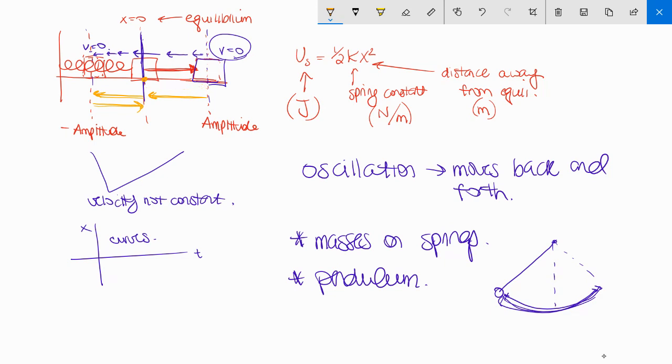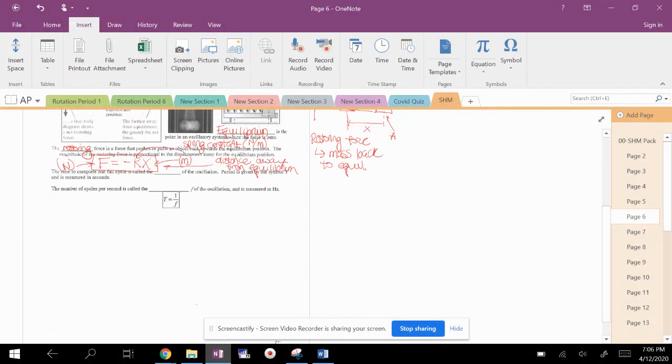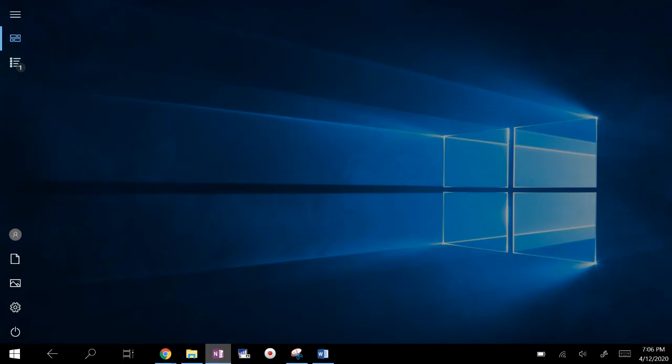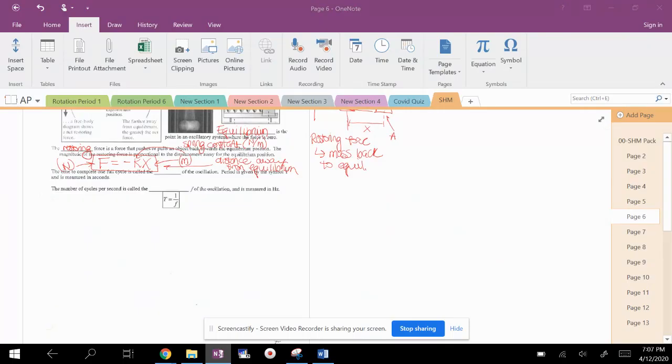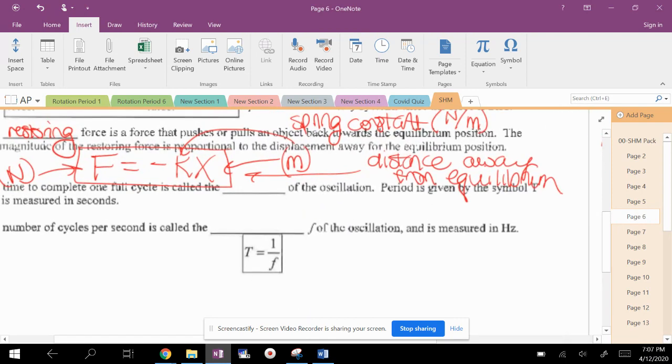Oftentimes when we talk about displacement though, typically the block starts at this point of amplitude. So it's like it travels 1 amplitude, then another, going to the minimum, going back to equilibrium, and then going back to the maximum. The point when it starts to repeat itself is the period of time. So that's the time it takes for one cycle. So that is called the period.